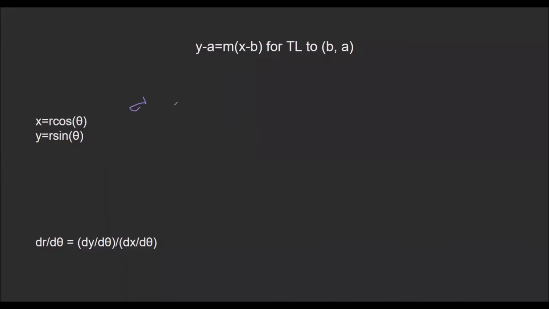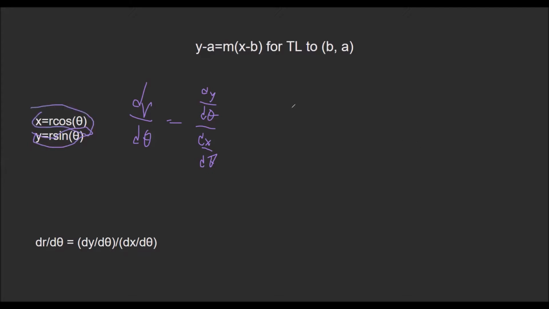And in fact, the slope, or I should say the derivative of r with respect to theta, dr d theta, is equal to dy over d theta over dx over d theta. And what this means is that in order to find the derivative of the polar curve, which you're going to have to do since this is a polar tangent line, you're first going to have to find the derivative of y over the derivative of x.